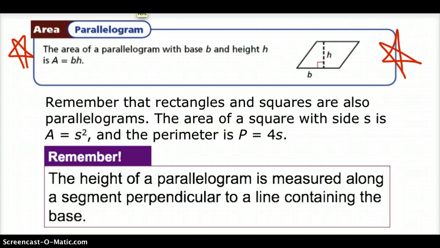Also, we must remember that rectangles and squares are also parallelograms. We talked about that last semester when we started classifying all these different quadrilaterals. The area of a square with side s is area equals side squared, and the perimeter equals 4 times the side, or the side plus the side plus the side plus the side. Or I'm just going to write s plus s plus s plus s, which is actually the same thing.